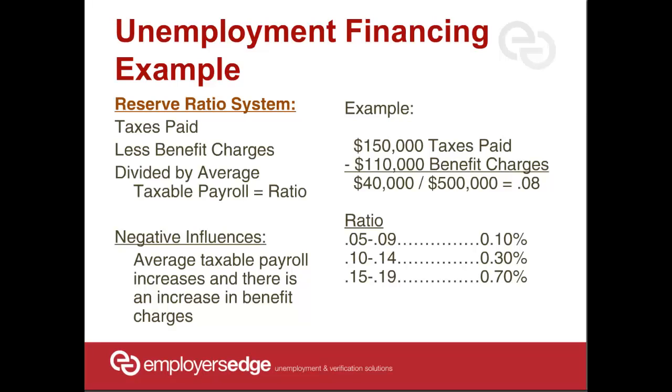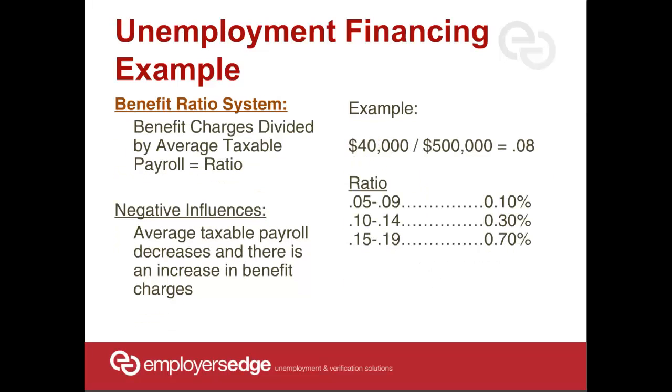Now, the benefit ratio system is just a little bit different, and about half the states utilize this method of financing. The difference here is these states utilize benefit charges divided by the average taxable payroll to give them the ratio. So here's your example. If your benefit charges were $40,000 and your taxable payroll is $500,000, you divide that out, 0.08%, and again, you have this ratio or the table that the states go to. They match you up on that table, and that determines what your tax rate is.